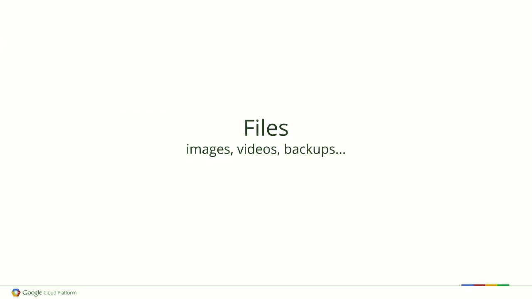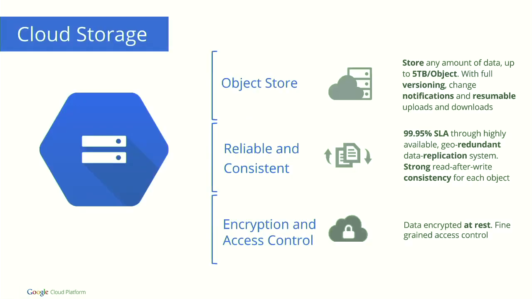So what about files? What about large blob data, images, videos, backups, those kinds of things? For that, we have Cloud Storage. Cloud Storage is a bucket-based storage, an object store. It allows you to store pretty much any amount of data, up to 5 terabytes per object. It supports full object versioning, so you can turn versioning on and support multiple versions of your object, keeping a history of them.